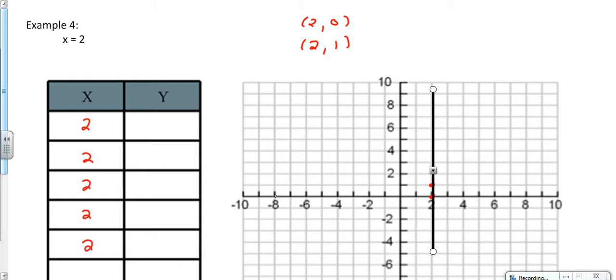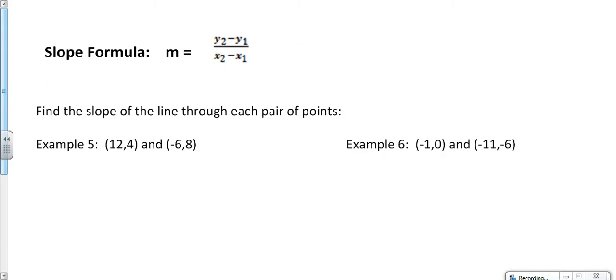So vertical lines have coordinates where the x values are all the same. Horizontal lines have coordinates where y values are all the same. So two unique types of lines.